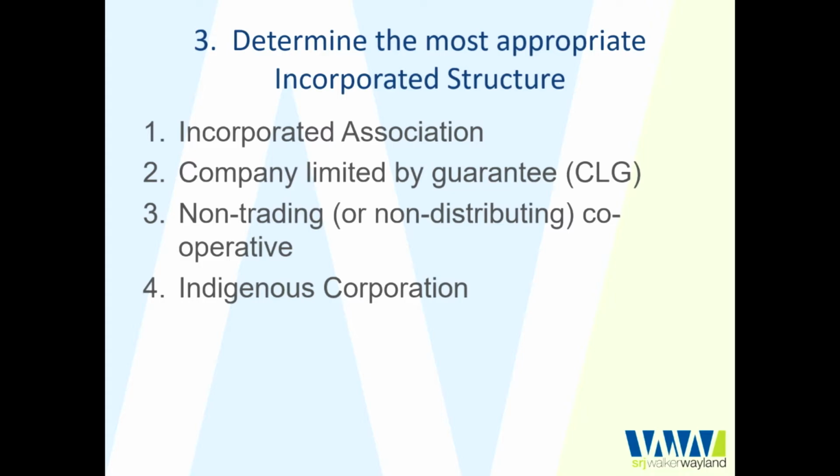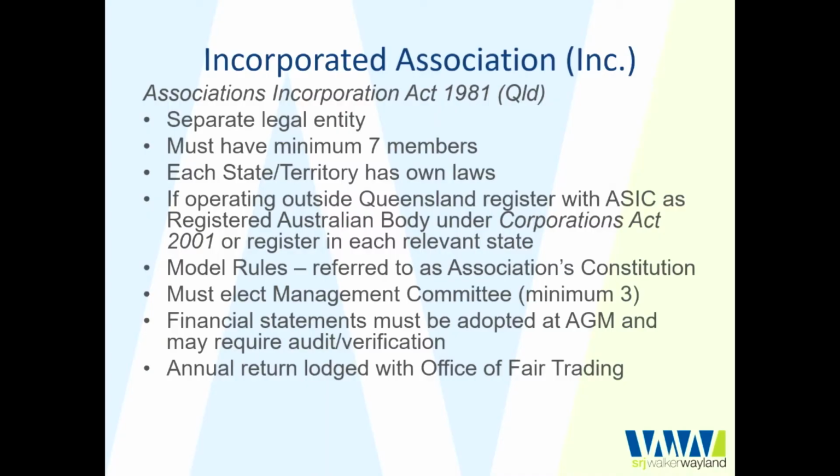So assuming you've decided you're going to go down the incorporated route, there are 4 different structures you can consider. One is an incorporated association. One is a company limited by a guarantee. The third one is a non-trading or non-distributing cooperative. And the fourth one is an Indigenous Corporation. The most common of these incorporated not-for-profit entities are the first 2. So I'll focus mainly on those areas, although I will do a quick recap on the other types of entities as well. So the first entity we look at is an incorporated association.